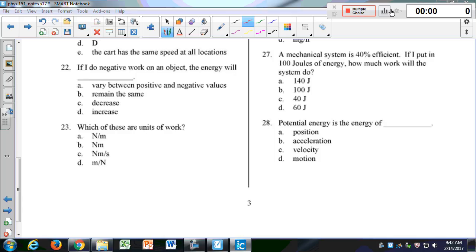And now let's try 27. 40% efficient. I put in 100 joules of energy. How much will the system do? How much work does the system do? All right, I'm going to stop at 40. Stopping at 40. It's 5 more seconds. Guess if you're not sure.